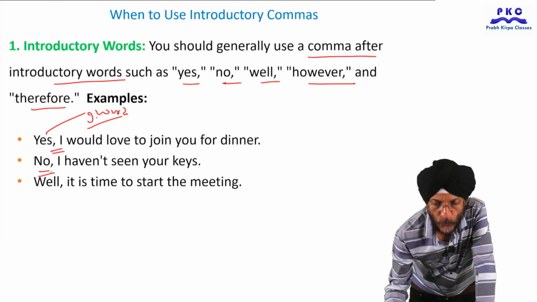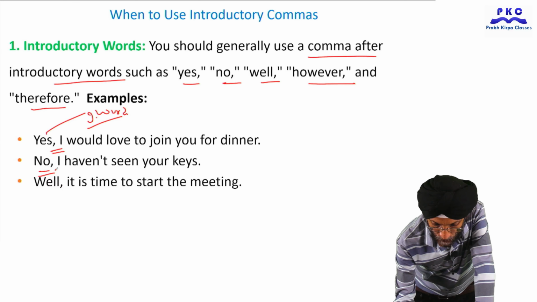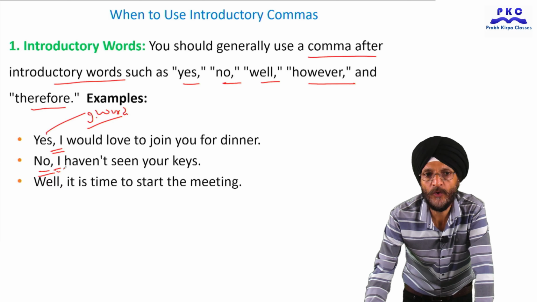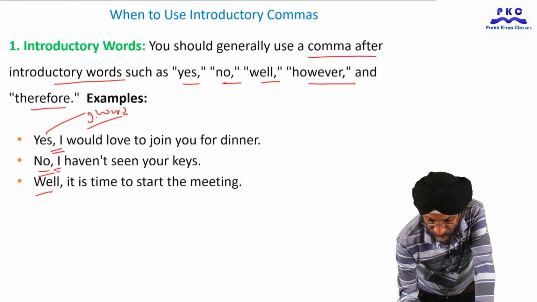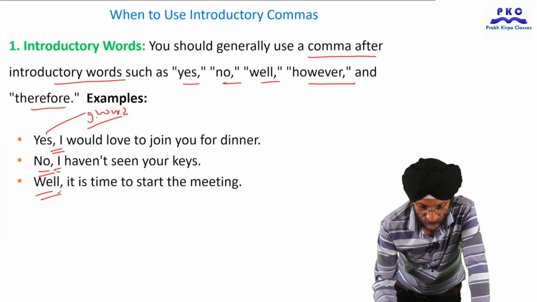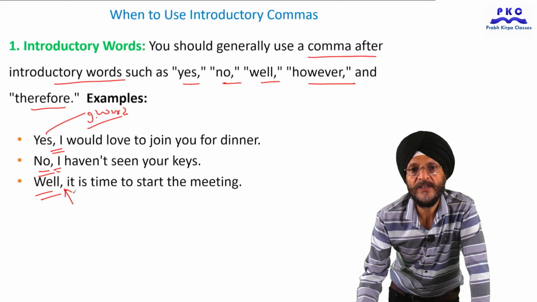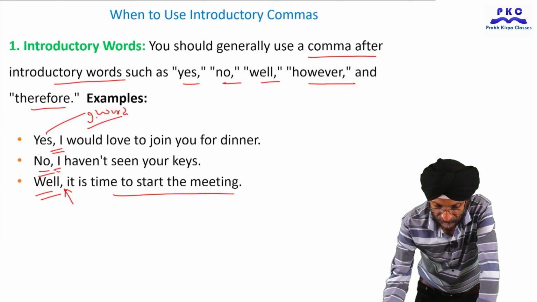In the same way, no, it is also an introductory word, and here after no we have used an introductory comma. No, I have not seen your keys. Well, well is an introductory word, and after an introductory word we have used a comma, and this is known as an introductory comma. Well, it is time to start the meeting.